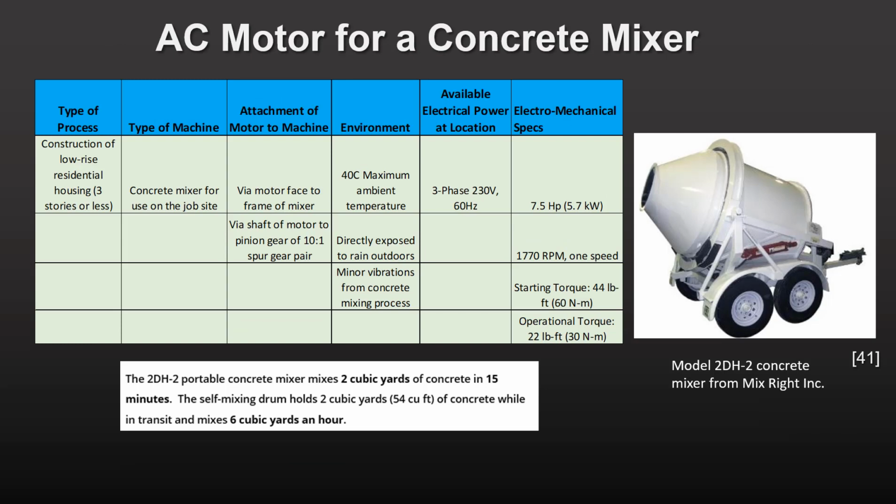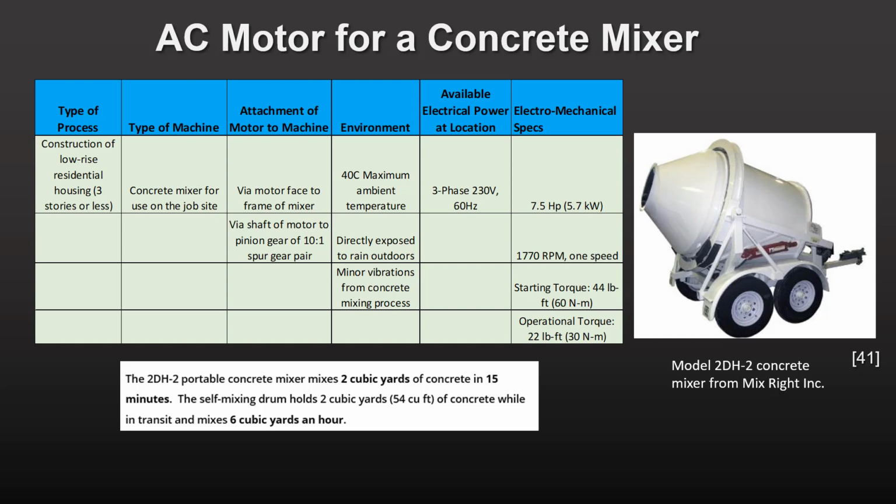Here's an example of using the form to specify an AC motor. Concrete mixers are found everywhere that construction workers need concrete to build a structure. This includes roads, bridges, tunnels, buildings, houses, and factories. In other words, everything. This concrete mixer is relatively small, used for the construction of low-rise residential housing.